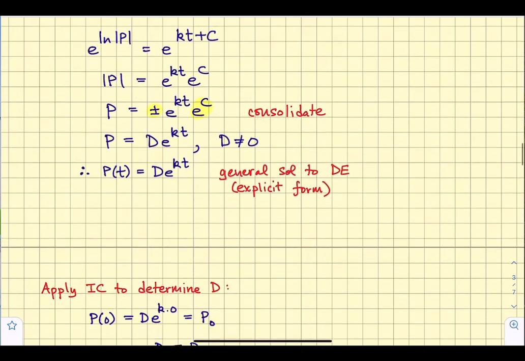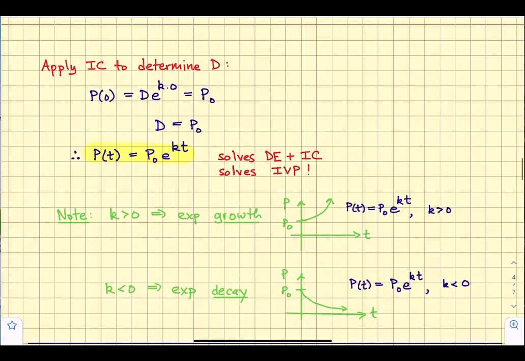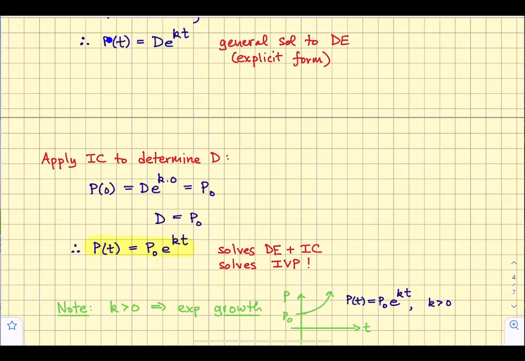Okay. Finally, let's apply the initial condition to determine the constant d. So we'll just take this general solution, we will evaluate it at t equals 0, and we'll set the result equal to P naught because that was our initial condition. Notice this gives us an algebra equation in the unknown d. d here is P naught.